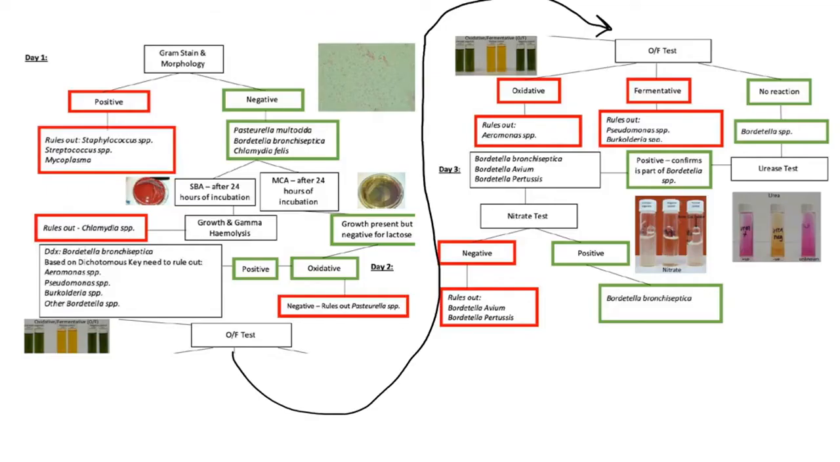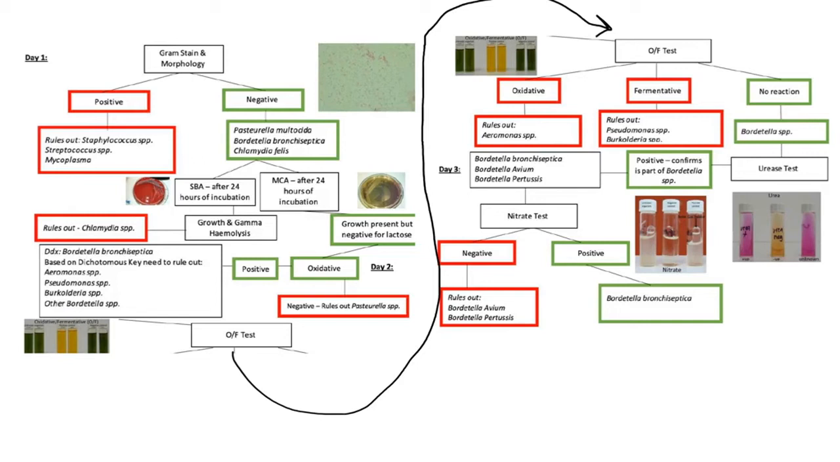So this is just a flowchart depicting the thought processes and how we got to our final differential. So the gram stain and morphology is where we first started, and we had gram-negative rods. So already that eliminated 3 of our differential diagnoses, which were all gram-positive. And that just left us with Pasteurella, Bordetella, and Chlamydia species.